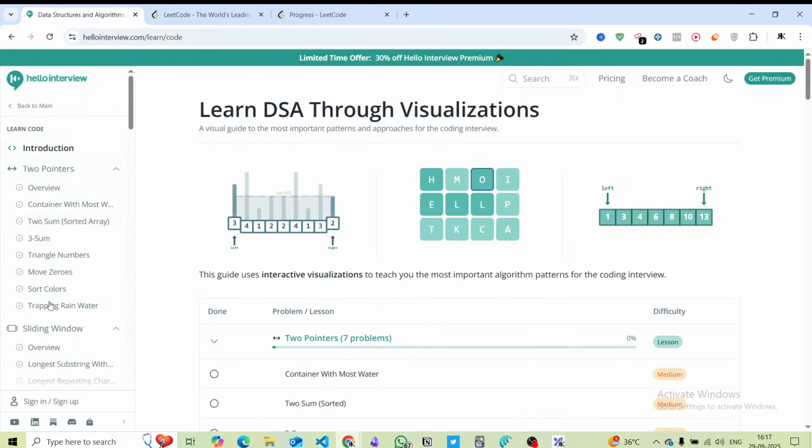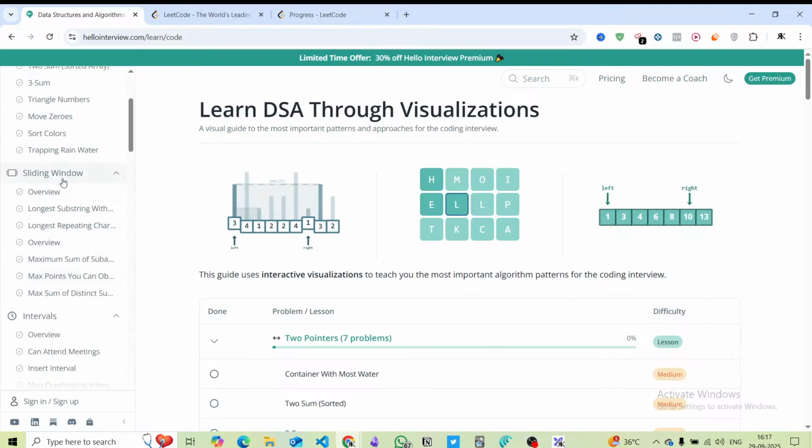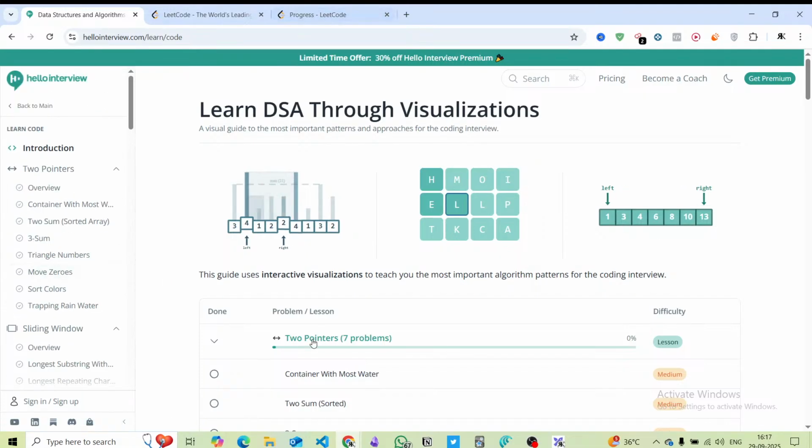Here you have some two pointers problems, right? So just solve those. If you are focusing on sliding window, just solve these problems and then move on to any other new sliding window problems. I think this will be helpful for you guys.